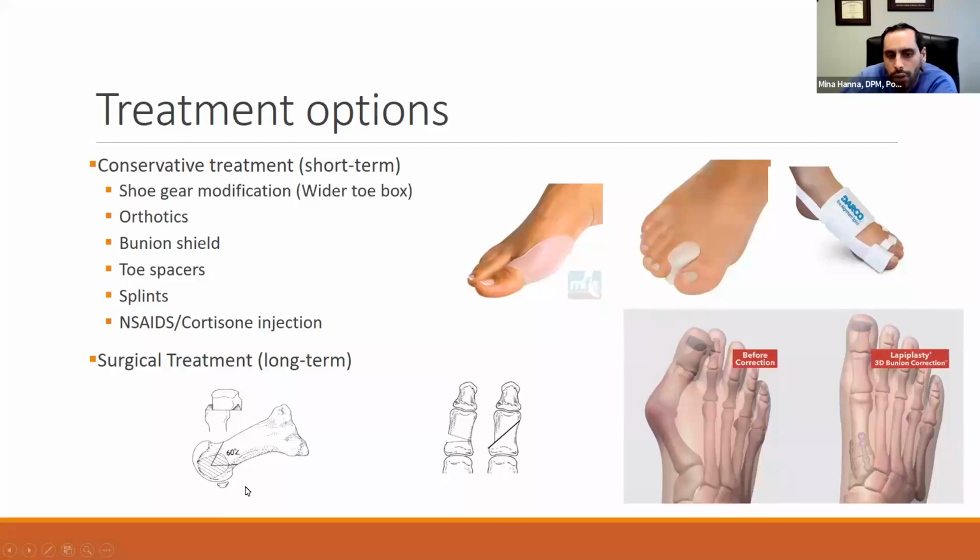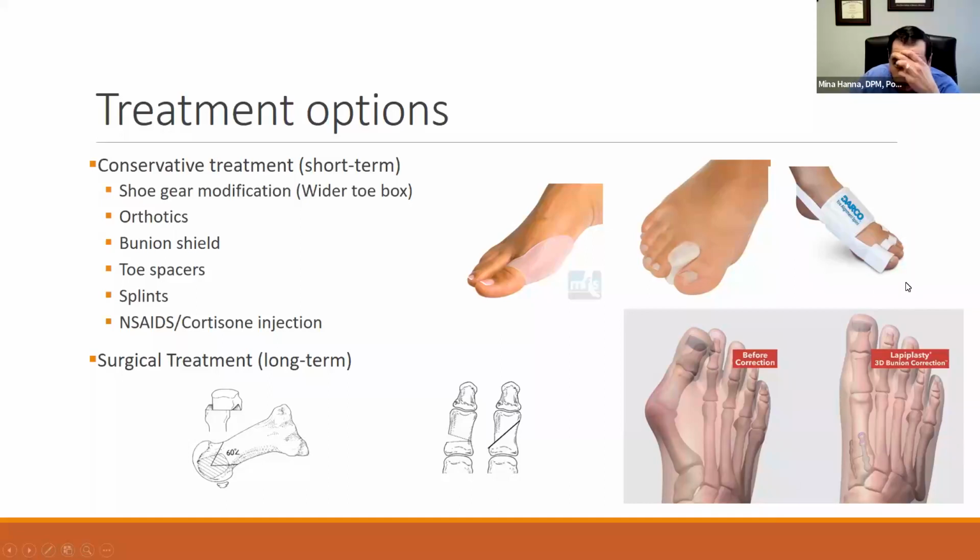And so these two are usually done for a mild bunionectomy. You can combine both of them for a moderate bunionectomy. And then for a large bunion, you need to do this type of procedure, which is called a Lapidus, where you do a fusion back here at the origin of the deformity, and we're able to get a powerful correction.